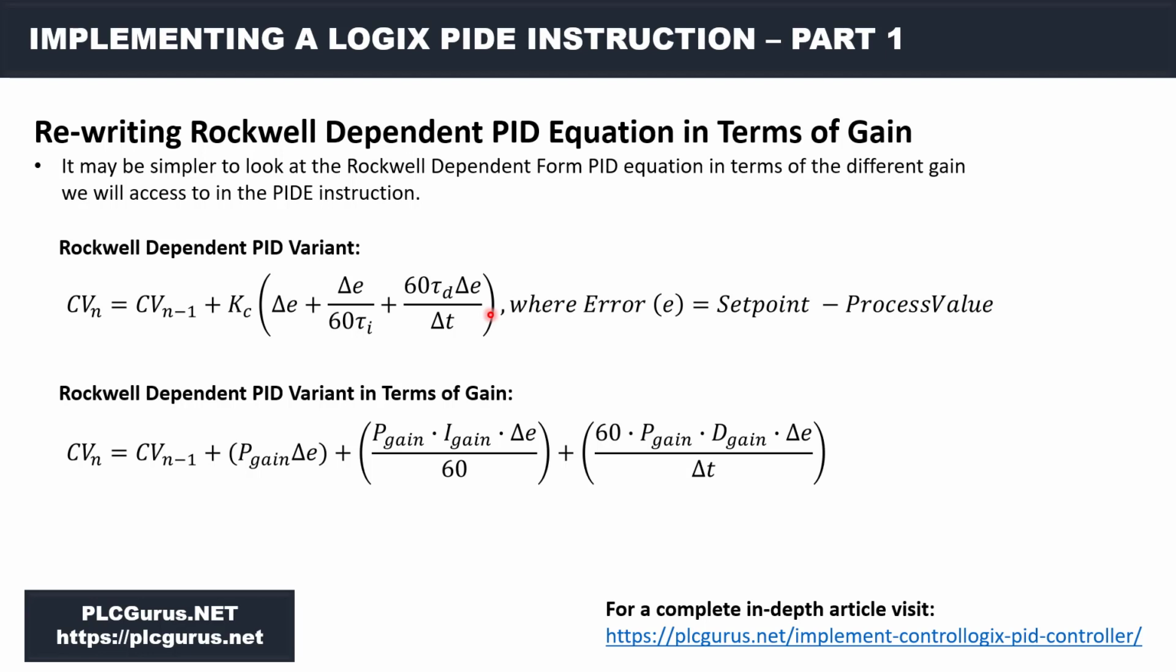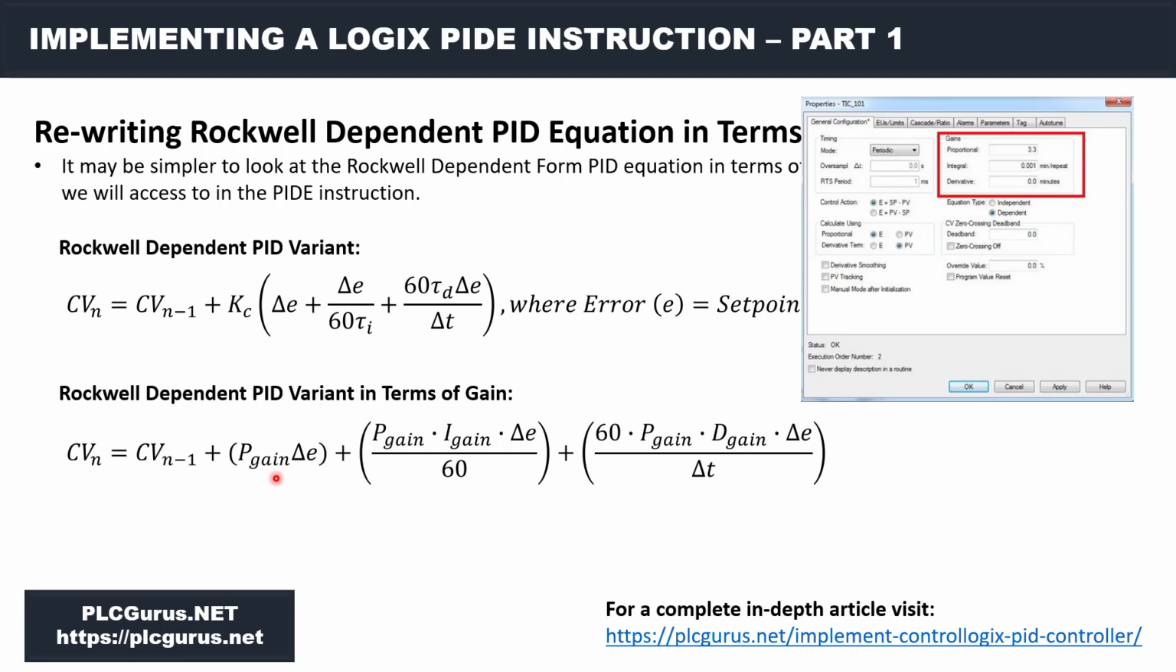Okay, so I want to express this equation in terms of the gains that we're actually going to use or adjust to try to tune our PID controller. So if I rewrite this expression in the form of the controller gains that we're going to be able to adjust, this is what it's going to look like, okay? So I'm simply substituting Kc for the P gain, and this will make more sense when we get over to the actual implementation in the Logix software.